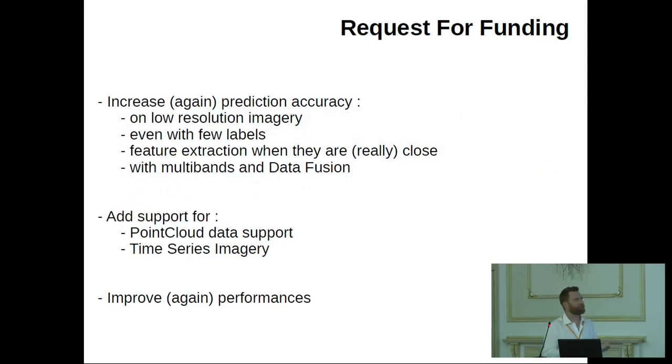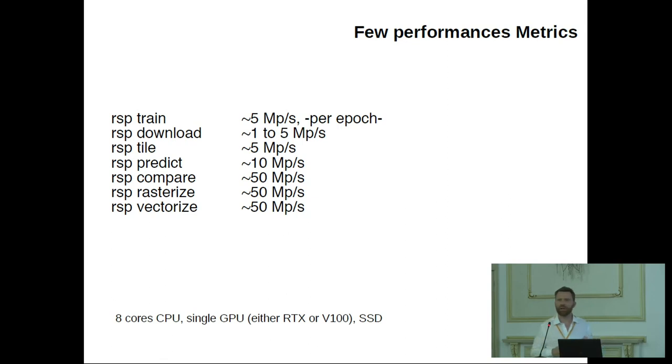As it's open source software, the business model is based on specific development. So there is a request for funding. There are three kinds of new features we can add. We can increase prediction accuracy again, especially on low-resolution imagery, or even if you have very few labels, or if you want to extract features even if they are really close. We can also add support for point cloud in the model, or for imagery time series. And we can also improve performances again, even if right now it's quite fast.